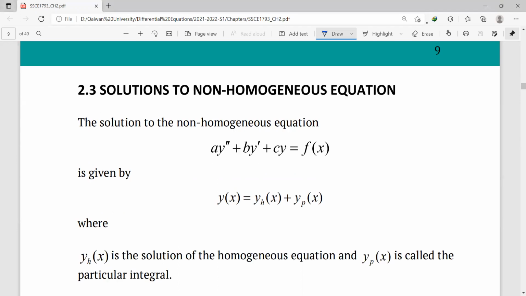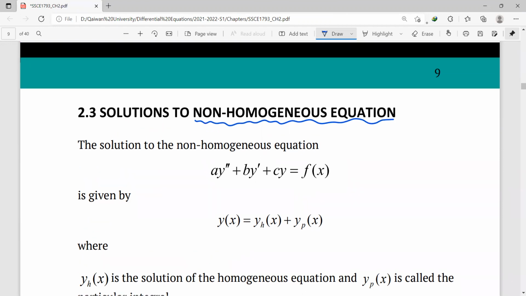Now we have the solution to the non-homogeneous equation. For the non-homogeneous equation, if the right hand side, f of x, is 0, that's homogeneous. So if f of x is not 0, this is the general form of a second order linear non-homogeneous differential equation. For homogeneous, it's 0.